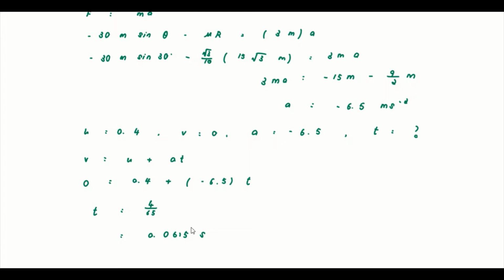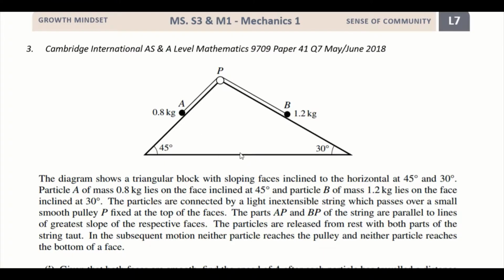So now we'll be looking at the last example. Example 3. You see this is a different situation as well. The two particles are on slanted planes, so if there is friction, it's going to be friction at both sides. The diagram shows a triangular block with sloping faces inclined to the horizontal at 45 degrees and 30 degrees. The particle A of mass 0.8 kg is here, and we have 8 newtons, then inclined at blah blah blah, so 1.2, this is 12.